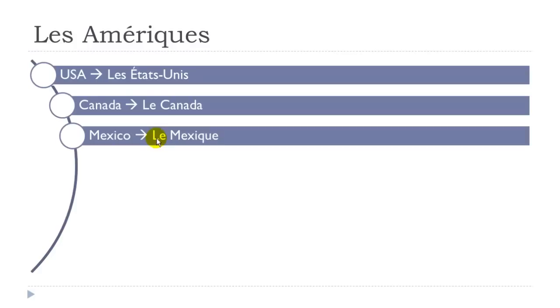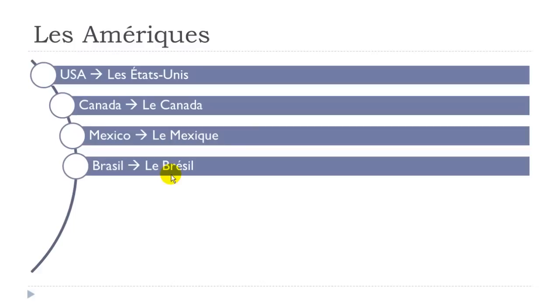Le Mexique. Mexique. It's really the X. And then remember this Q-U-E, it's only K. Mexique. Okay? Le Brésil. Okay, you will pronounce the final L here. And then remember, accent aigu goes like E. Bré. Brésil. Le Brésil.